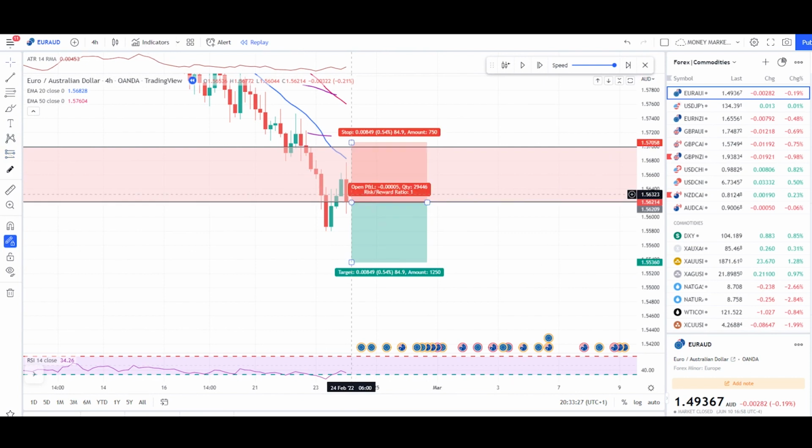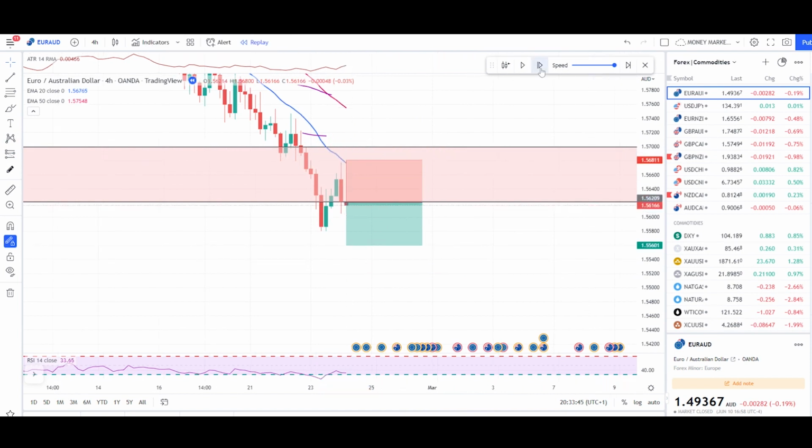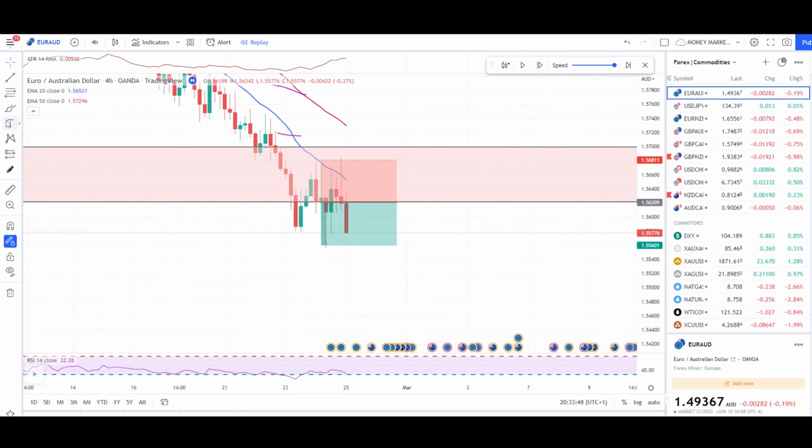ATR is 45, meaning the market is more volatile, as the ATR is above 40. So I add sometimes 15 pips, 20 pips. So let's add 15 to 45, and let's do a 60 pips target above and a 60 pips target below right here. And let's see what happens. As you can see, the target has been hit right here.